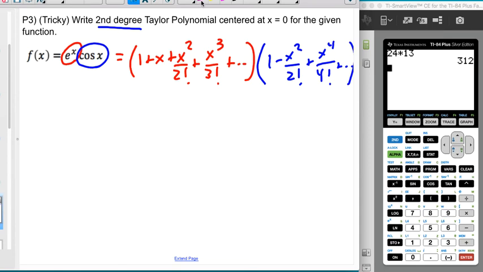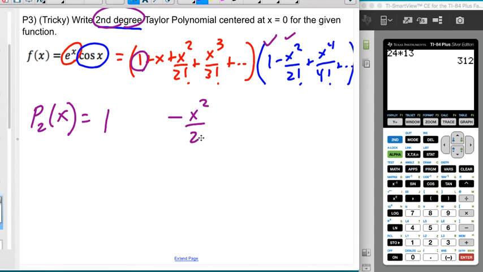But remember, I'm looking for a second degree Taylor polynomial. So as I distribute, anything that would give me higher than a second degree is automatically out. So I'm going to multiply this 1 by this guy and this guy, because that is what I'm going to get for my second degree Taylor polynomial. I'm going to get a 1 times 1, great, and a 1 times a negative x squared over 2, because that's what 2 factorial is.